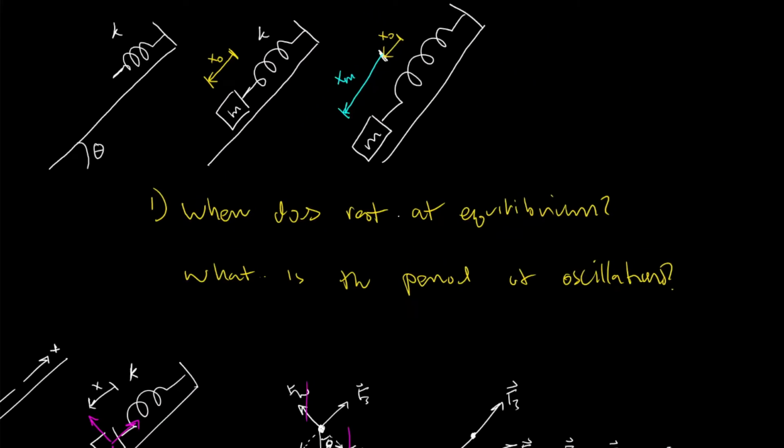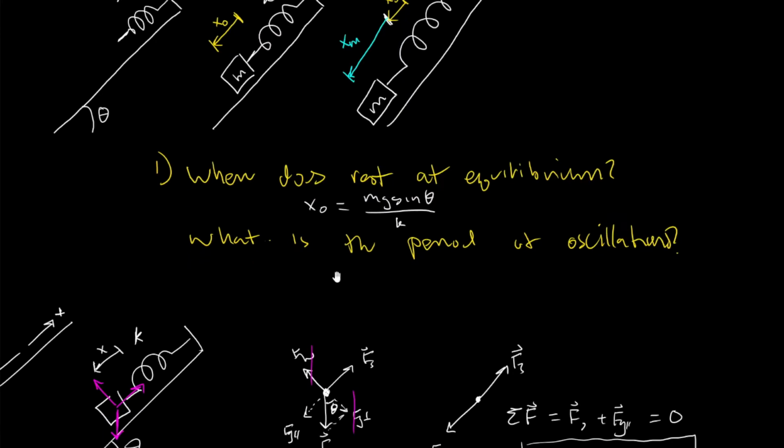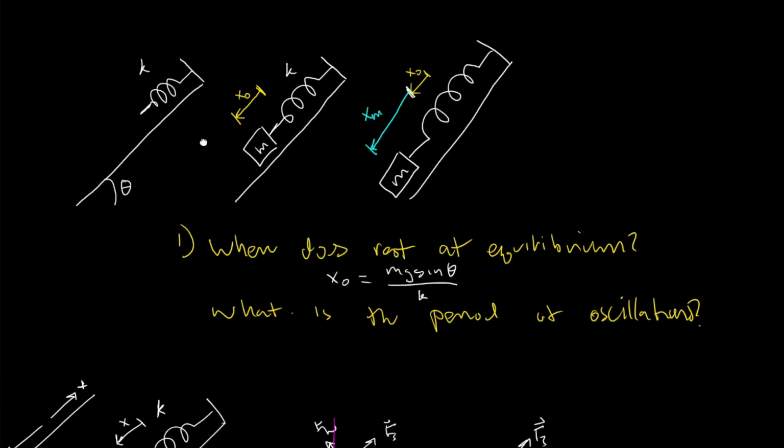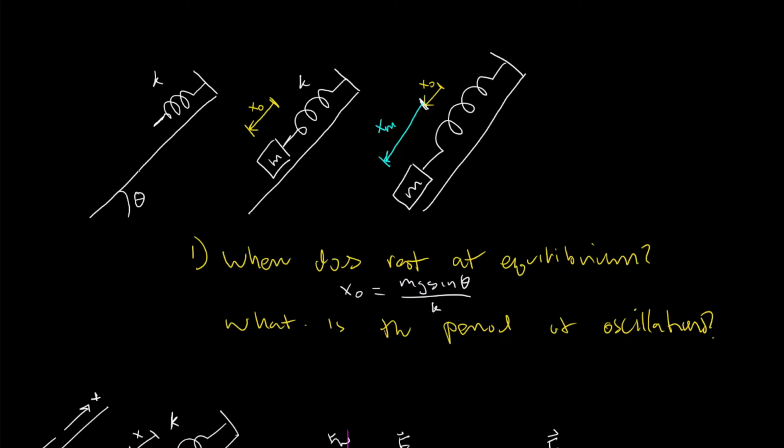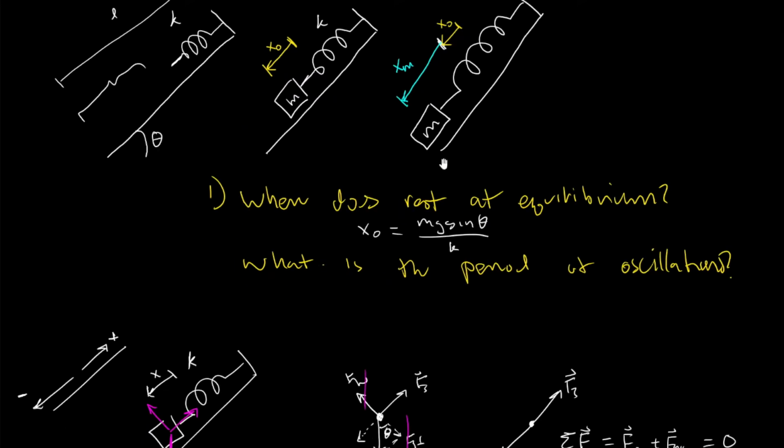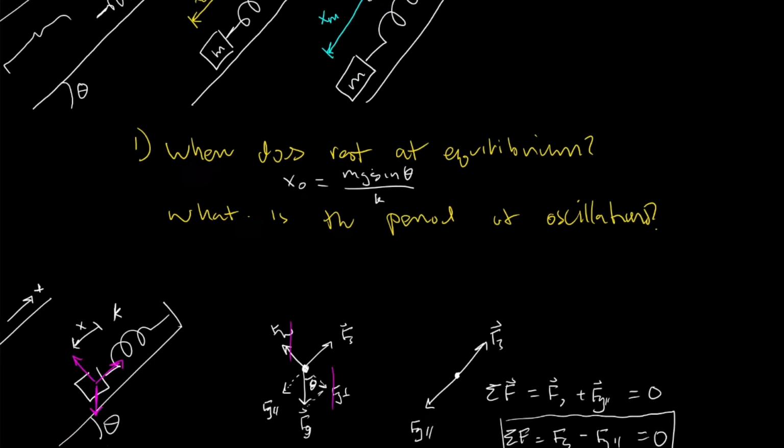Then the box rests at a position along the ramp which is x naught below here. So x naught equals mg sine theta divided by k. Now, we could use this angle, and maybe if we knew the length of this ramp, we could find out how far up here the box rests if we wanted to.